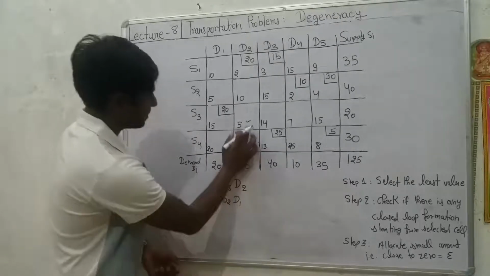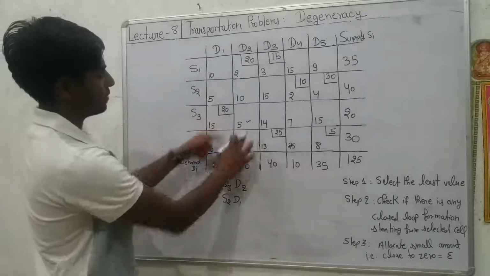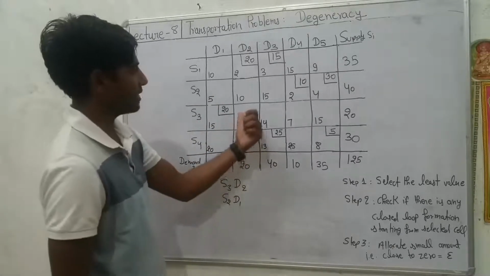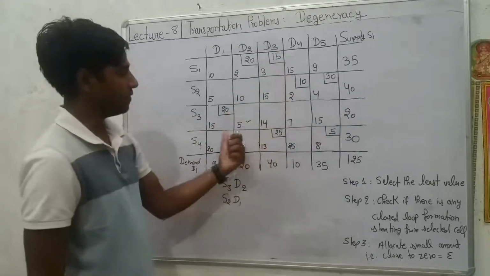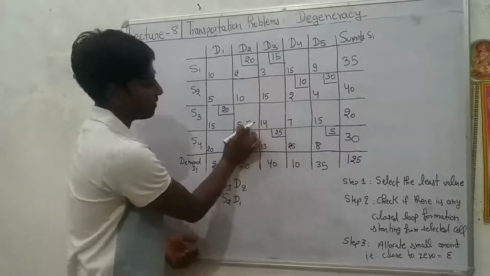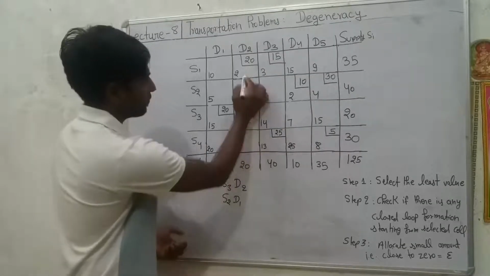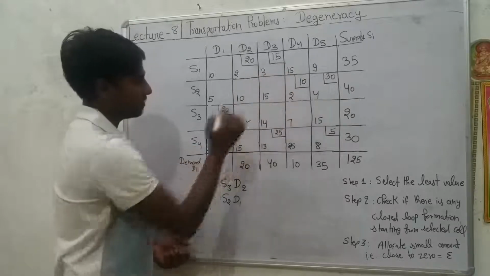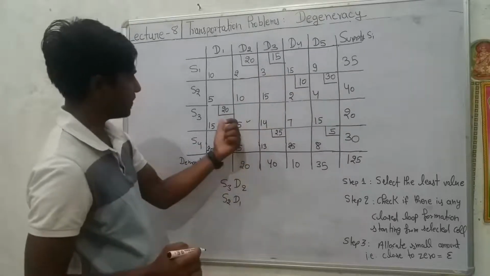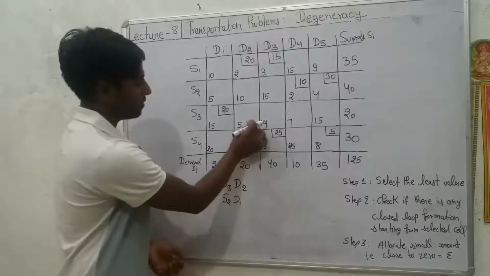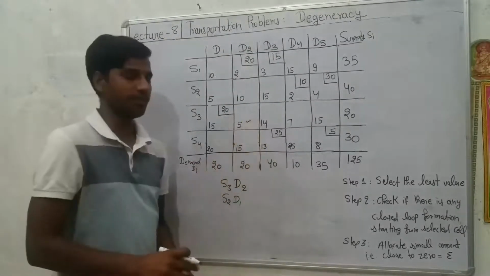Now look at this cell S3D2. If you try to trace the closed loop, we would find that there is no closed loop formation for this particular cell. Either we go from this side to this side, then we can come downwards. If we move to this one, then we can't go upward or downward. So there is no closed loop formation for this particular cell.